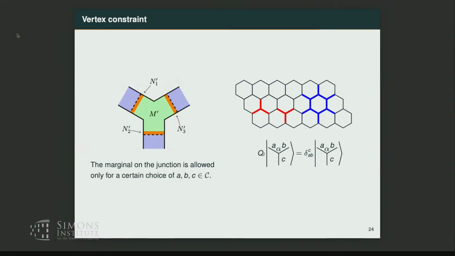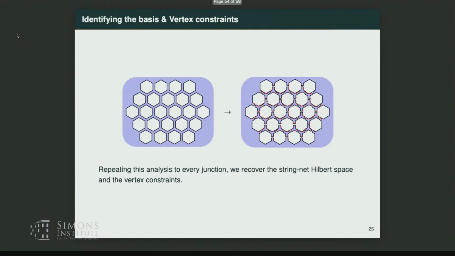Moreover, it turns out that for a given choice of A, B, and C, not all choices are allowed. So this puts a non-trivial constraint on individual vertices, and that is exactly the vertex constraint of the stringnet. So this is how the vertex constraint is derived. So this procedure is completely, yeah.